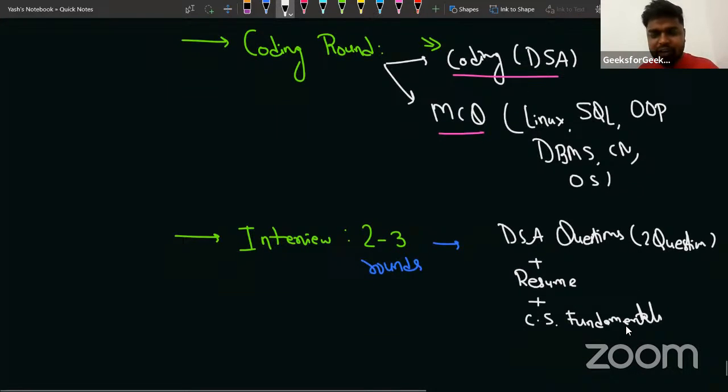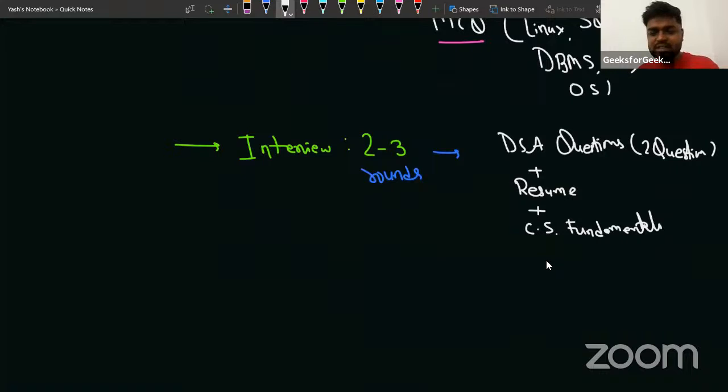Okay. So yeah, then after that you can be asked about computer science fundamentals as well in the interviews, right? So this is what normally happens. But these days the trend is also changing. Earlier this used to be the straightforward trend. Then after this you used to have the HR round. But these days the trend is changing a bit.